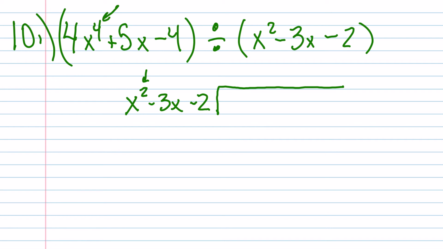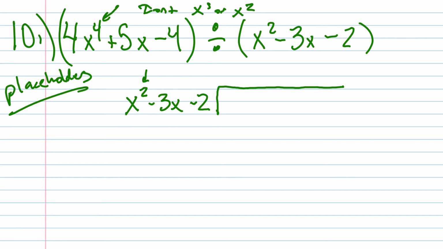Now when I start here, I have a 4, but I don't have x to the third or x squared. So I'm going to add those in. Those are going to be my placeholders. So don't forget placeholders are needed for this problem. So I'm going to put 4x to the 4th. I'm going to put 0x cubed. That's my placeholder.